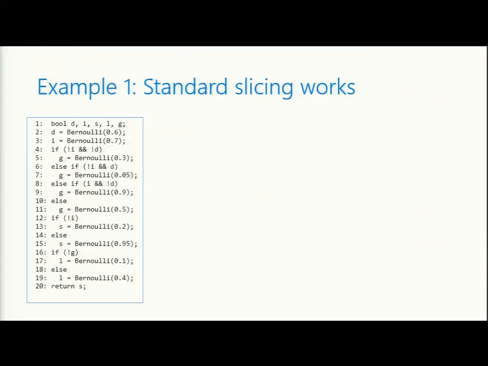So let me take the example that you saw in the earlier lecture, whether a student gets a good letter. This is the program here, and the objective is to remove all statements in this program which are not really required to compute the probability over S, which is whether the student gets a good SAT score. That's the objective, because if you could do that, then hopefully a tool like R2 will consume a smaller program and then be much more scalable.